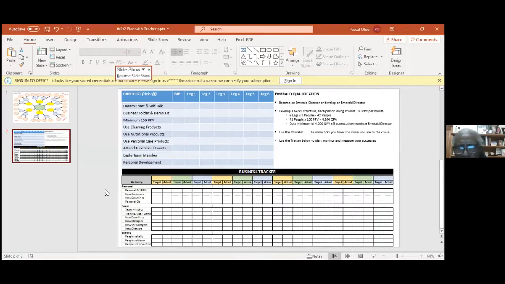I think Betty did a very good session with you to give you the essential things to be able to reach at least 150 PV with your group or with personal PV. So if each of your 6 legs, each person, is doing between 150 and 200 PV, you notice that that is a senior manager volume. Use of cleaning products, nutritional supplements, personal care products, and then check that your people are actually attending functions and events.